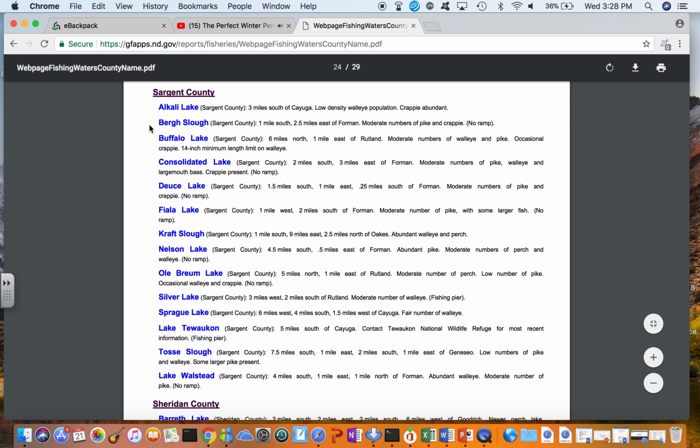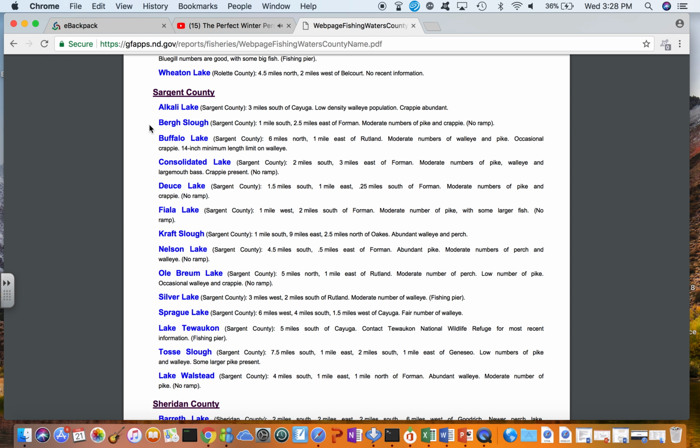Anyway, Alkali, Berg, Buffalo Consolidated, Fiala, Kraft, Nelson, then Ole Bram, which is by Rutland, Silver, Sprig, and Lake Tawakan, Tossie Slough, and Lake Wallstead are all, most of them, around the Foreman area. Silver and Sprig are two lakes very close to where I grew up, and they say they're by Cayuga. They're actually more by Rutland. Lake Tawakan is south of Cayuga, if you know where that is.